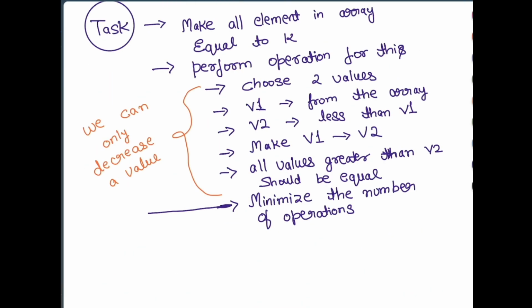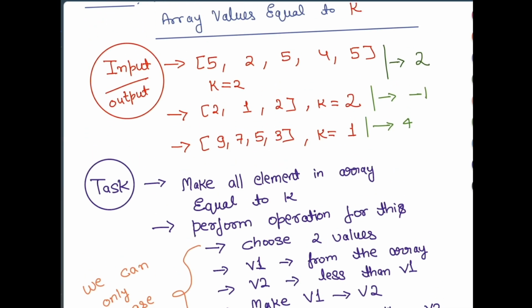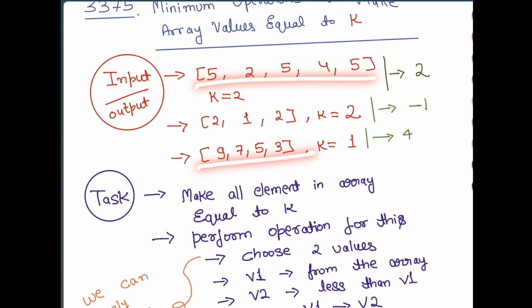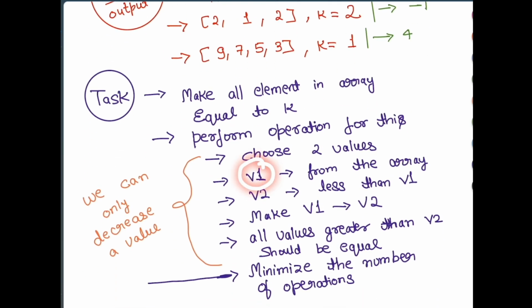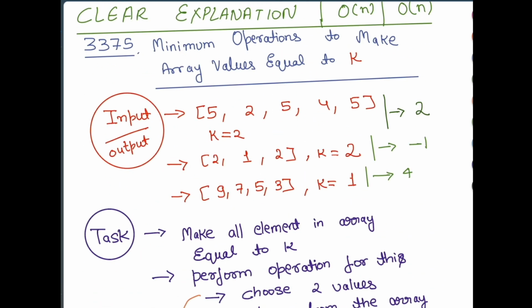Now think about this. All the logic, all the thought process is only on choosing the two different values, okay? Now in example number 1 or example number 3, or in any example where you can perform the operation, the value of v1 is fixed in every operation. What is that value? It should be the maximum value in your array.